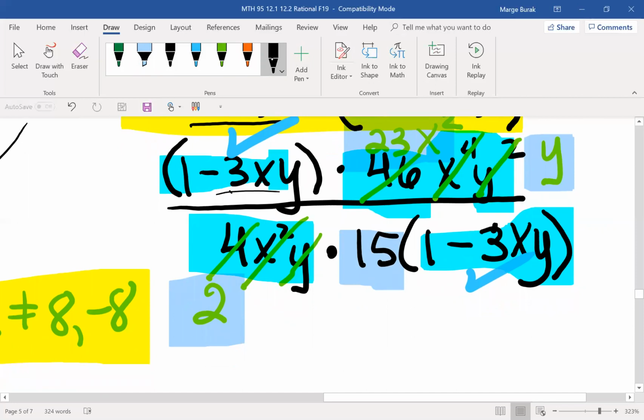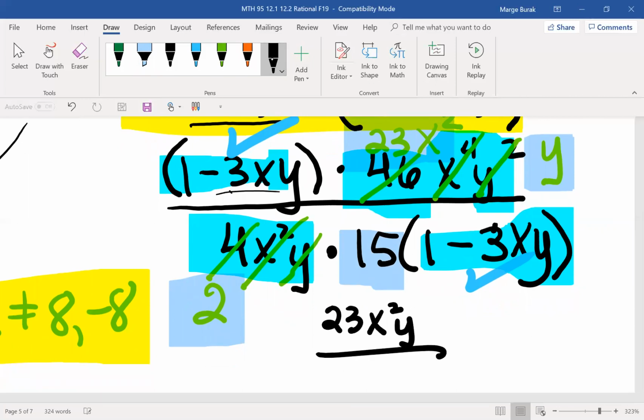So in the numerator, I have a 23x squared y. In the denominator, I have a 2 and a 15. 2 times 15 is 30. And that is my final answer.